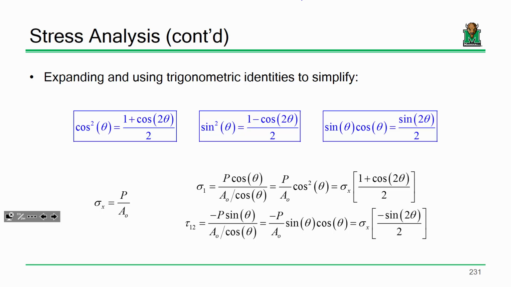Everybody good? All right. What about the shear? Negative P times sine divided by this. Flip and multiply. Sine times cosine. So I'm going to use this one. Sine cosine, I'm going to replace with sine of 2 theta over 2. The negative just came from there. And then the P over A, that's this. Everybody okay?